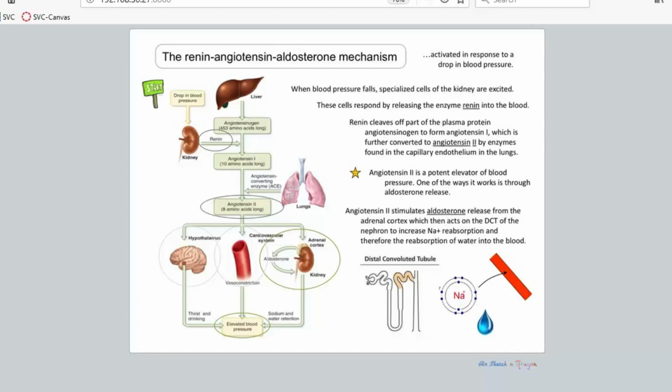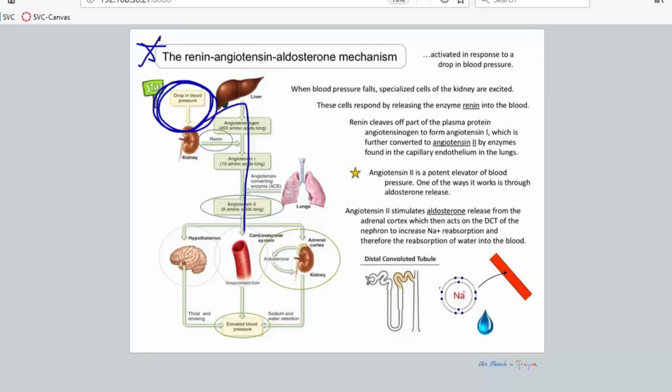Okay, and this is when that happens. This whole diagram here is called the renin, angiotensin, aldosterone mechanism. And if you look down here, you can see the adrenal cortex releasing aldosterone and acting on the kidney. And why does that happen? Well, we're going to look at all that. So first of all, let's look at the stimulus for this entire mechanism. What stimulates this entire mechanism to take place? A drop in blood pressure. So a drop in blood pressure is going to stimulate the renin, angiotensin, aldosterone mechanism.